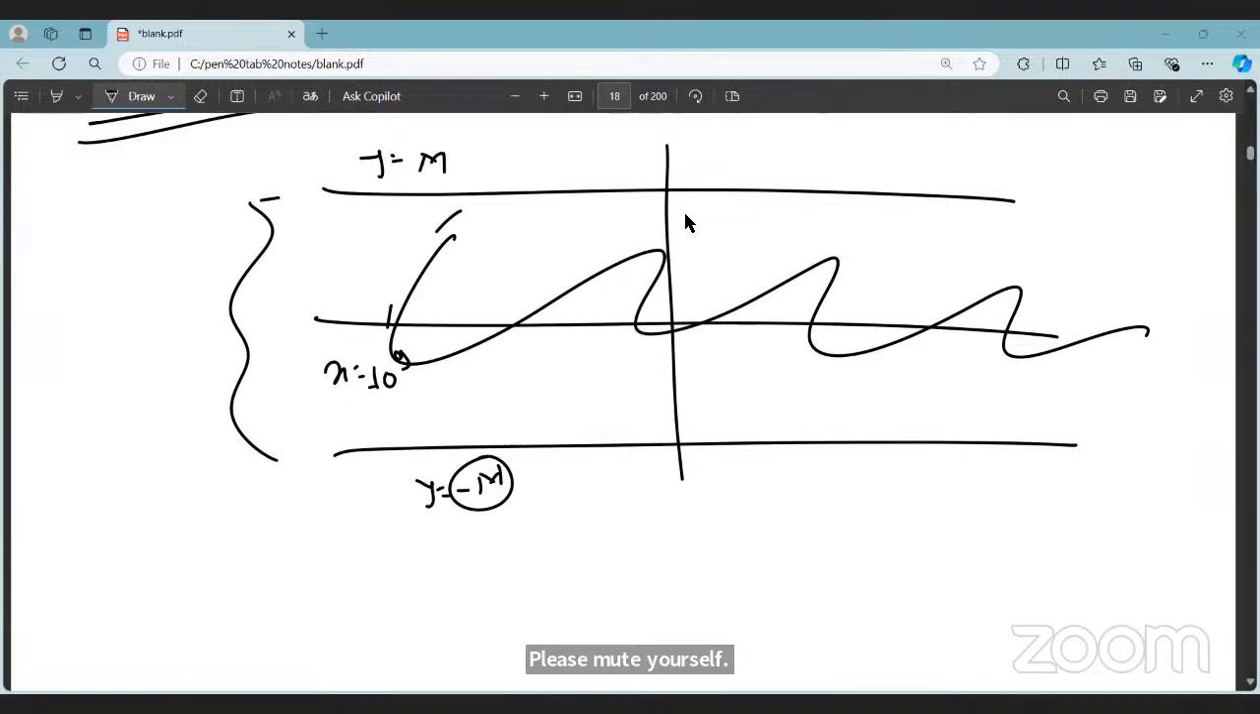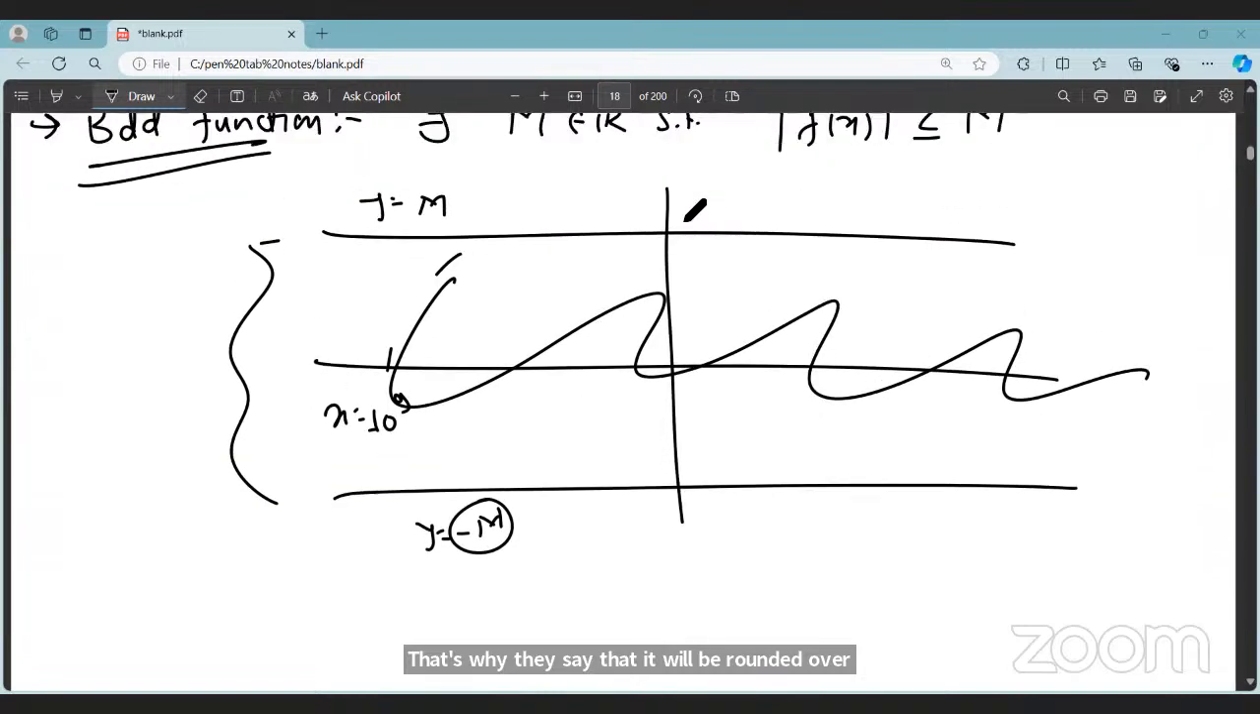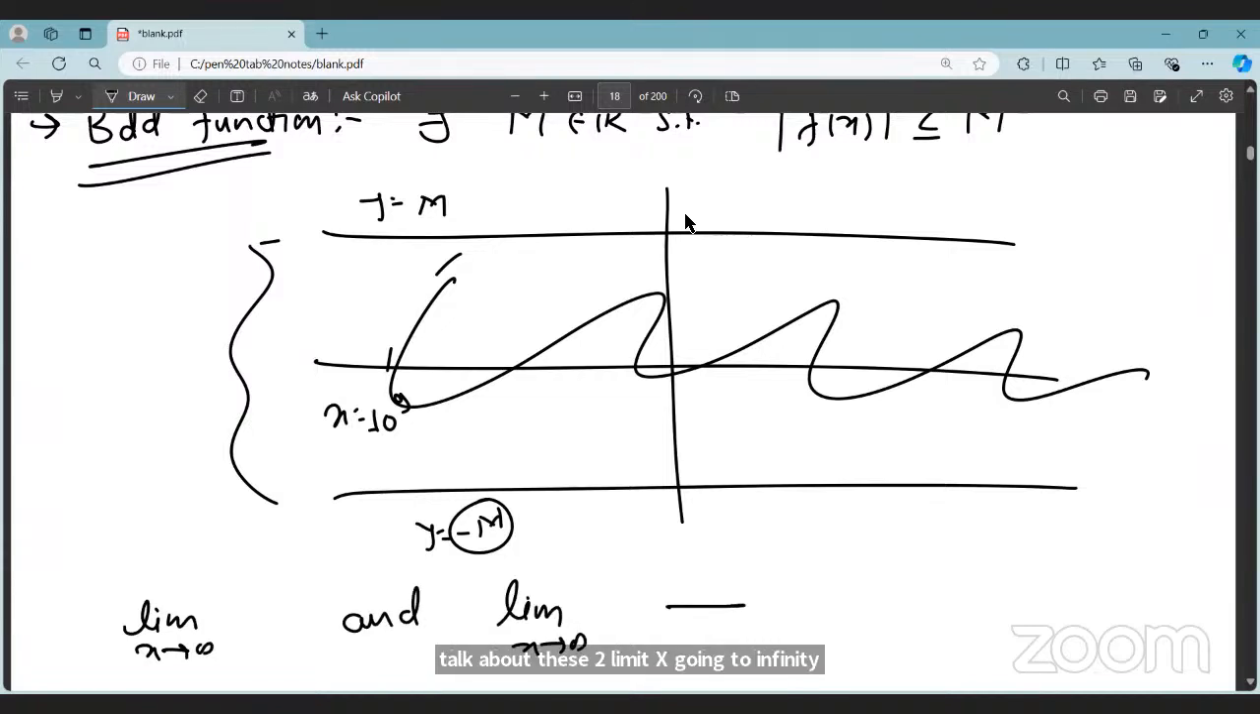You can take the input to be a much higher or much lesser value, whatever you want, but your output should lie within a certain bounded range. That's why they say that it will be bounded over R. The other way to find out whether it is bounded or not is to take these two limits, the limit as x goes to infinity and the limit as x goes to minus infinity. If these two limits are finite, then we say that our function is bounded. Why? Because if these two limits are finite, then you can easily draw a strip in which your function will lie.